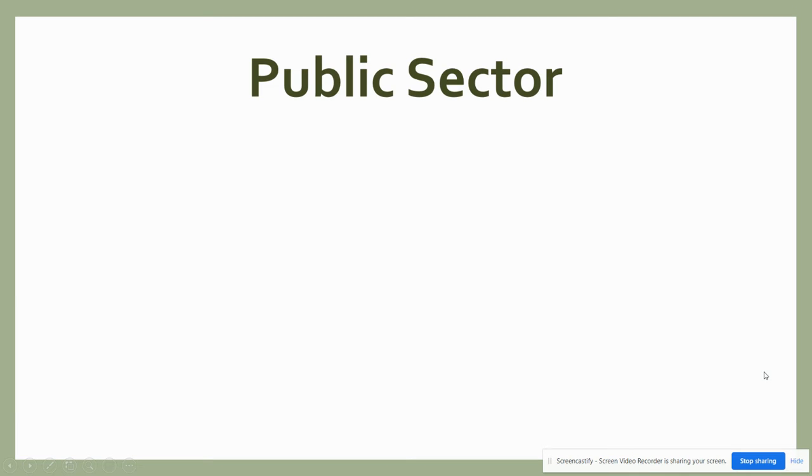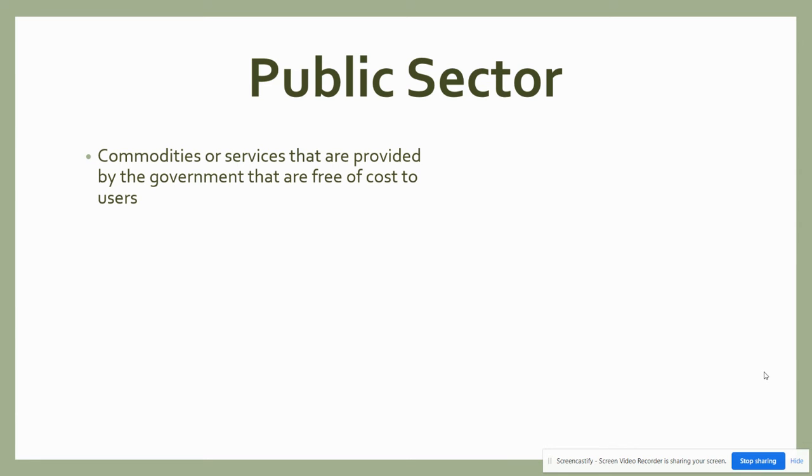So when you hear people talk about the public sector, what they're talking about are the goods and services that are provided by the government. So that's the first important part of this: anything that is coming from the government fits into this public sector. If it's owned by the government, if it's controlled by the government, it is a public good. It's a public service. And the second part to this that's important is that it's free of cost to the users.